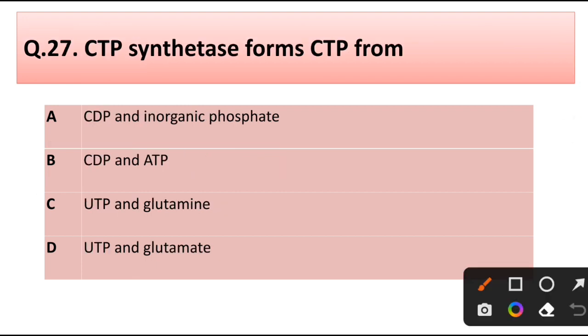Question number 27. CTP is synthesized from CDP and inorganic phosphate, CDP and ATP, UTP and glutamine, or UTP and glutamate. Correct answer is option C, UTP and glutamine.